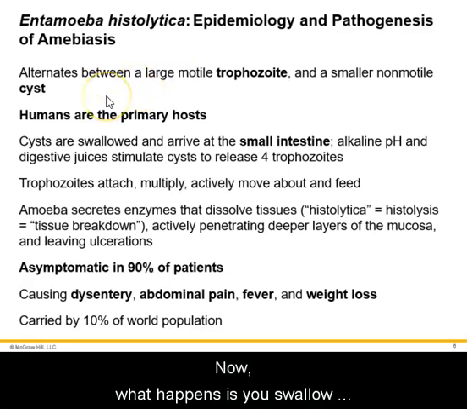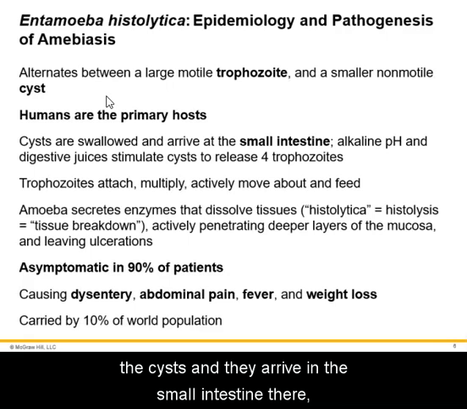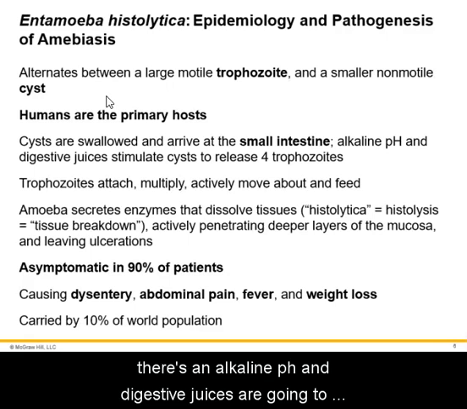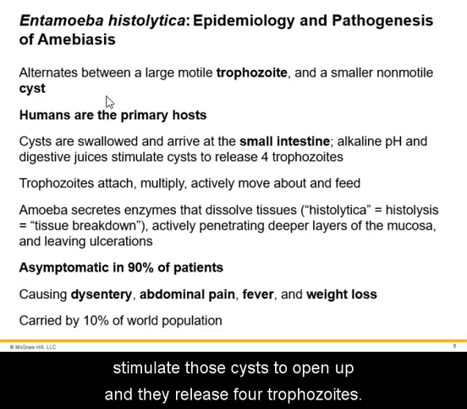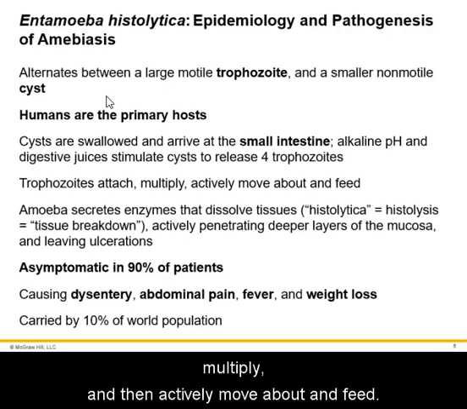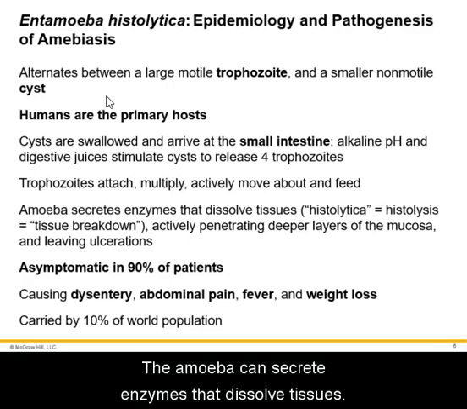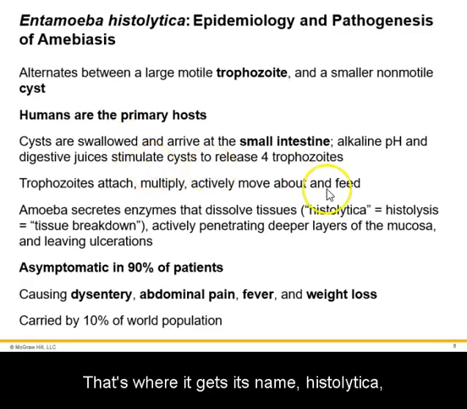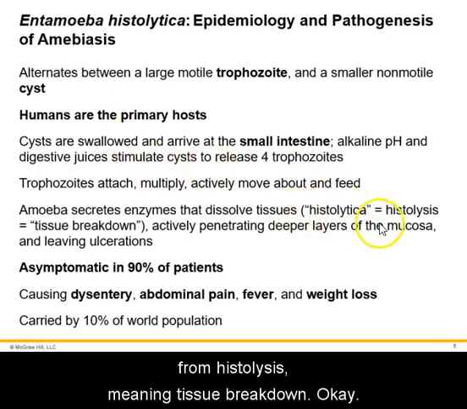Now what happens is you swallow the cysts, and they arrive in the small intestine. There's an alkaline pH, and digestive juices are going to stimulate those cysts to open up, and they release 4 trophozoites. Those trophozoites then attach to the small intestine, multiply, and then actively move about and feed. The amoeba can secrete enzymes that dissolve tissues. That's where it gets its name, histolytica, from histolysis, meaning tissue breakdown, okay?